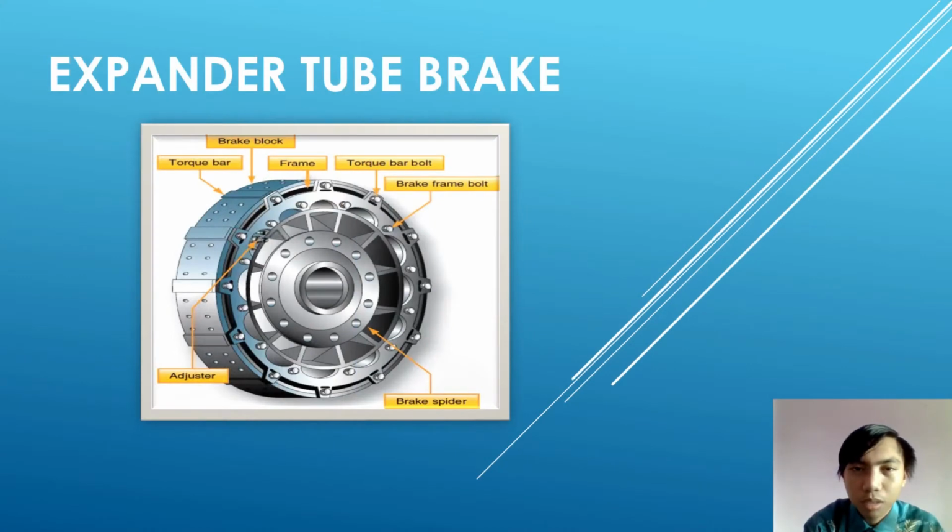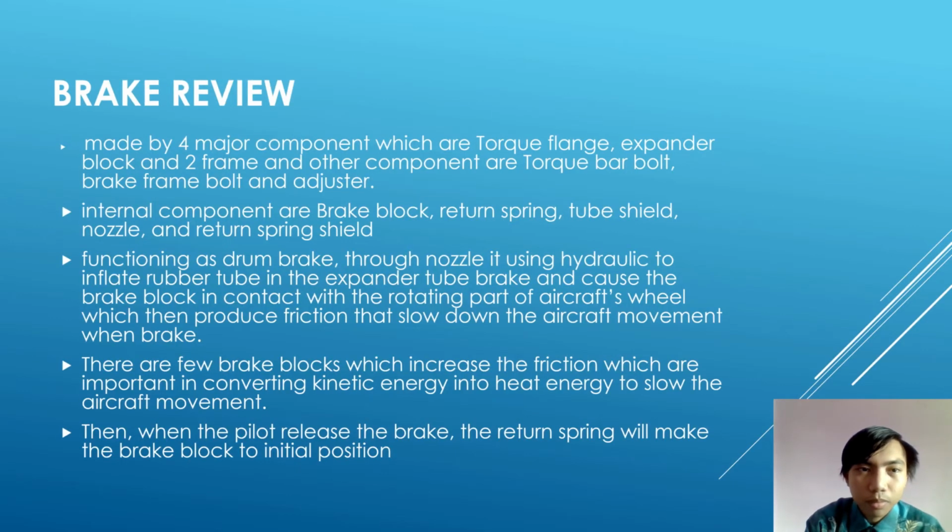Today I will review the expanded tube brake. As you see here, this is the image of the expanded tube brake. This brake is made of four major components, which are the flange, expander block and toe frame. Other components are the torque bar bolt, brake frame bolt and adjuster, as you can see from the picture before. Internal components are brake block, return spring, tube shield, nozzle and return spring shield.